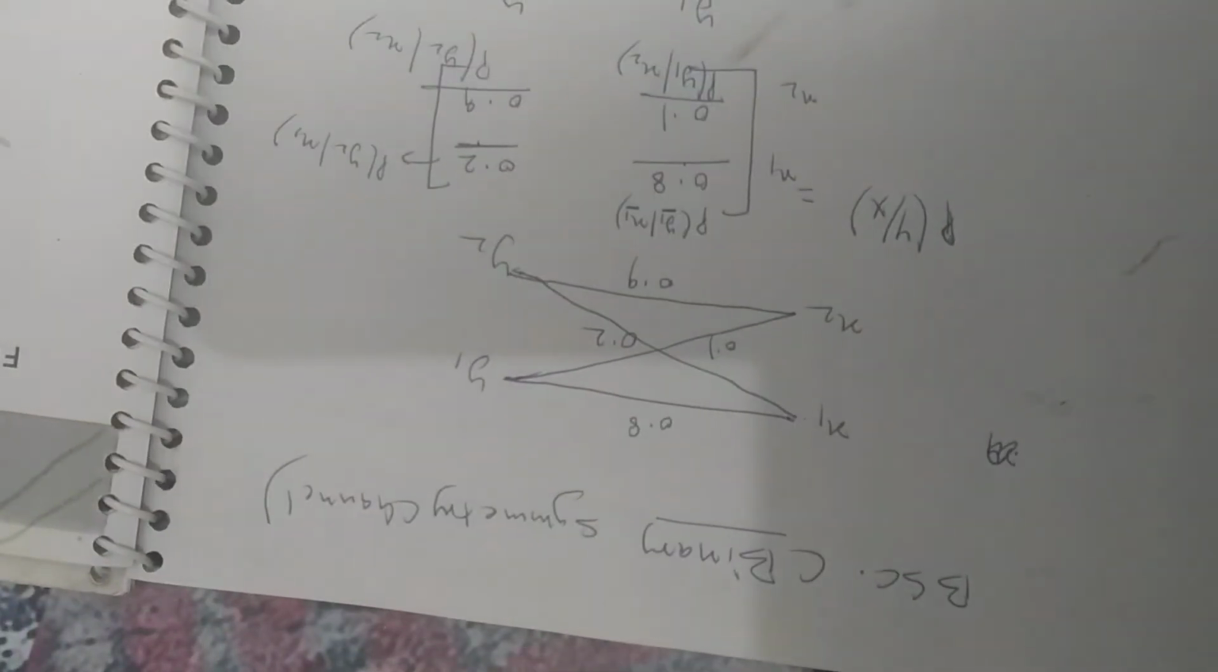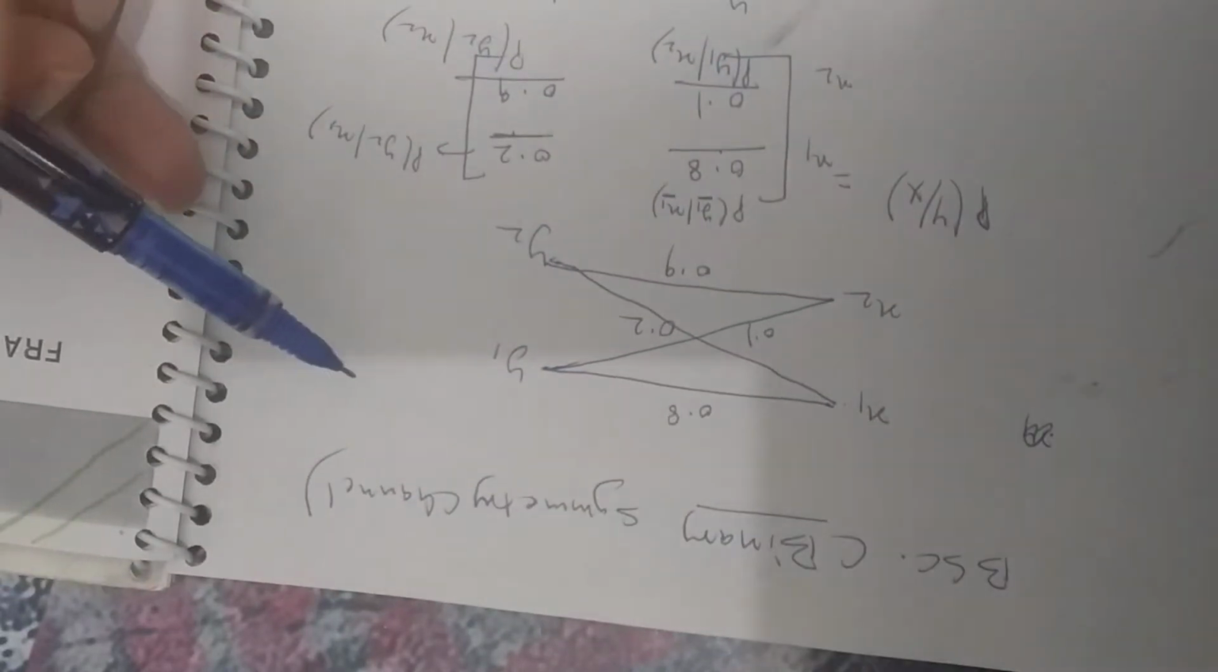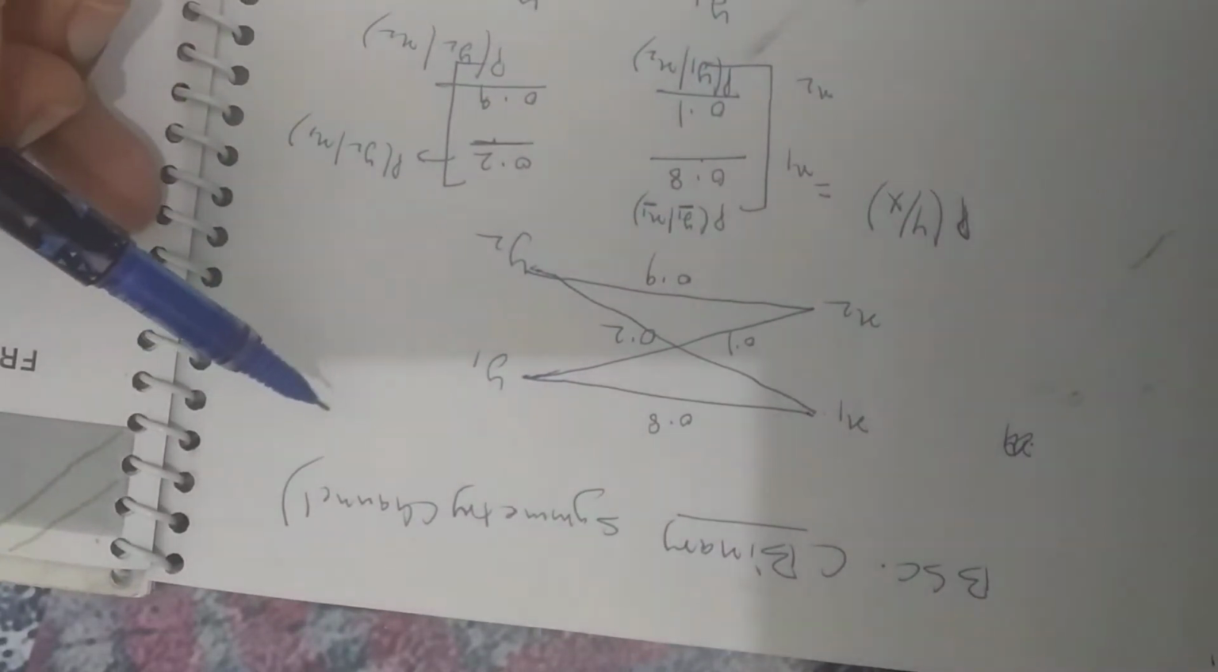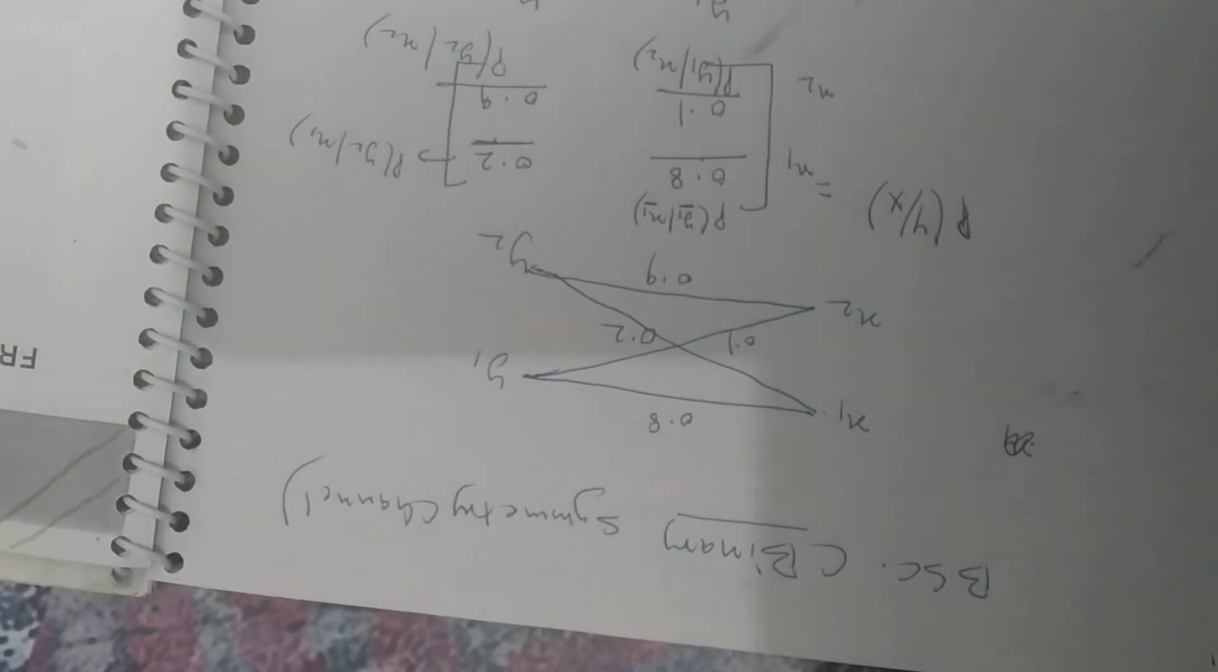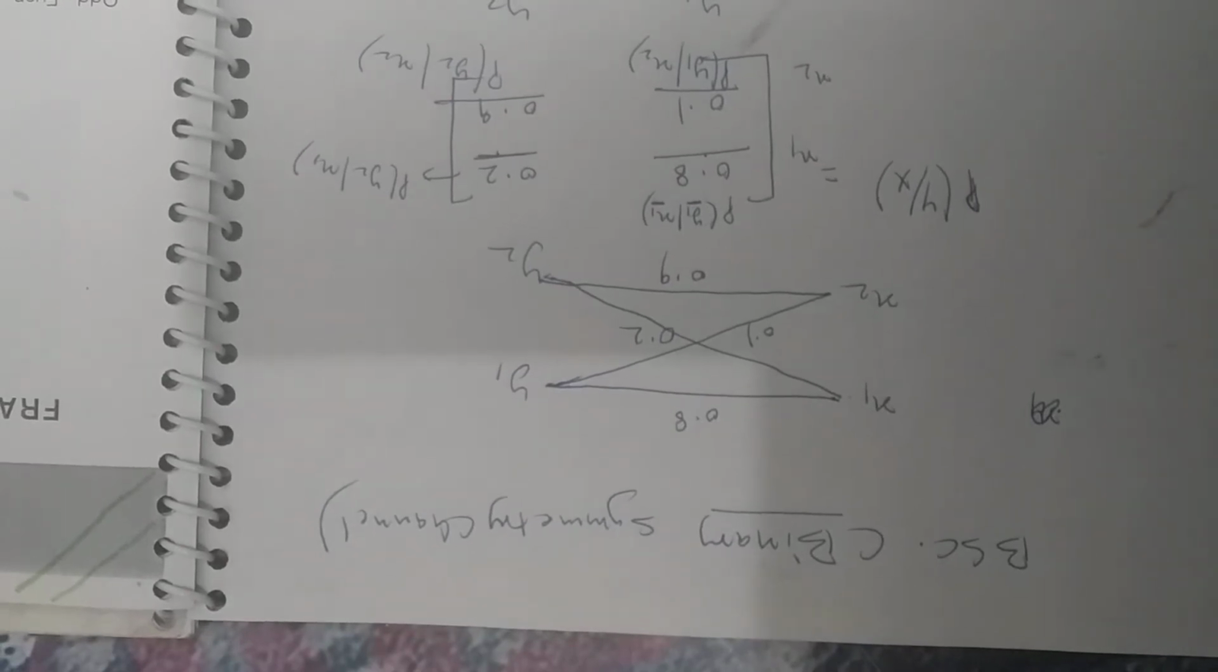In our last sessions we have seen that there are four types of channels that are used in information theory. The first one was the BSC channel, which we saw yesterday. BSC has two inputs and two outputs. So this was the BSC channel. You can have a look at it in my last lecture as well.